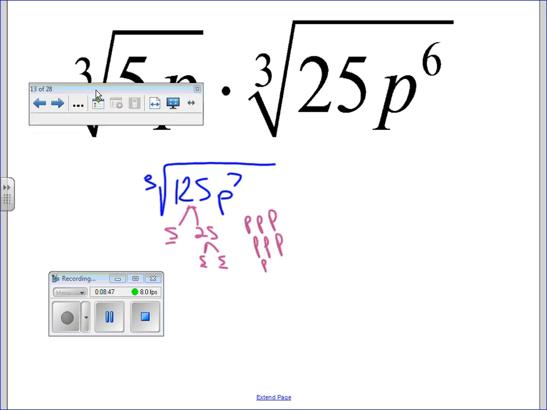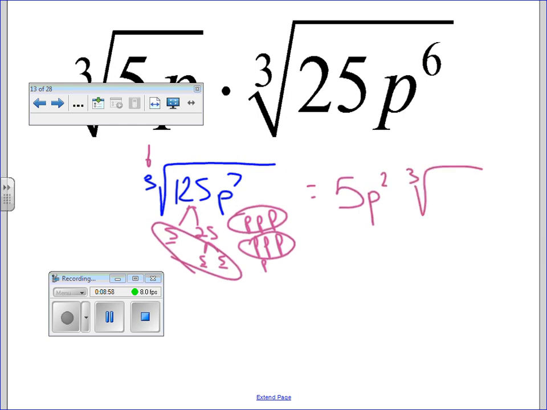The rules of the game are 3 of a kind. So 3 5's, 3 p's, 3 p's. So I've got a 5. I'm taking out 2 p's, or p squared. I'm left with the cube root of, well, just plain old p. So that's how you multiply. Practice, practice, practice, and come back to class with questions.